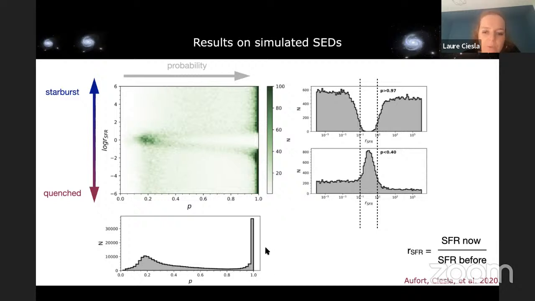And we cover the results quite well, and for galaxies that have the highest probability, you see that we recover starburst and quenching galaxies, as long as the ratio is more than a factor of 10 for starburst, or less than a factor of 0.1 for quenched galaxies. So this is what you can see here. This is the sensitivity of our method.